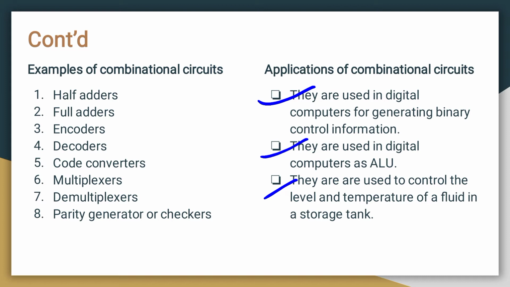They are used to control the level and temperature of the fluid in the storage tank. The storage tank is used in electric high tension equipment, what we call transformers. There we store the fluid in the tank. You might have seen near a transformer, we have a big box. In that box there is a fluid, which helps give the potential for the electricity. By this we can use a combinational circuit to check the temperature level. Clear? So this is about the applications of the combinational circuits.